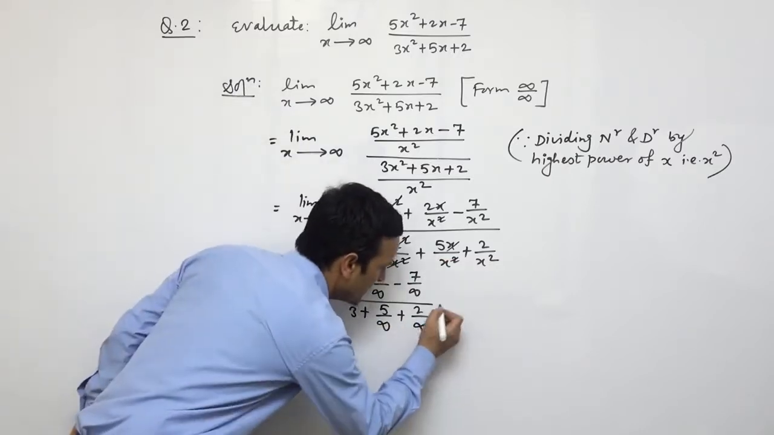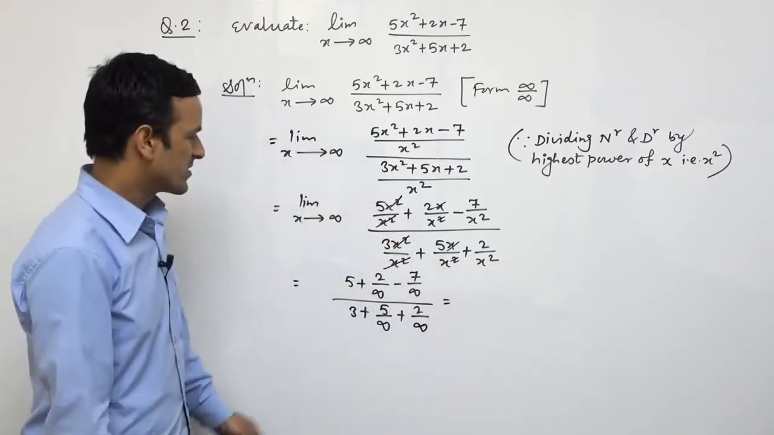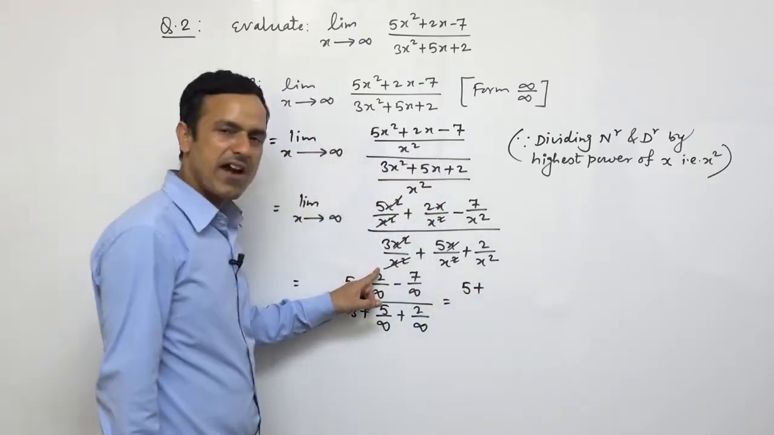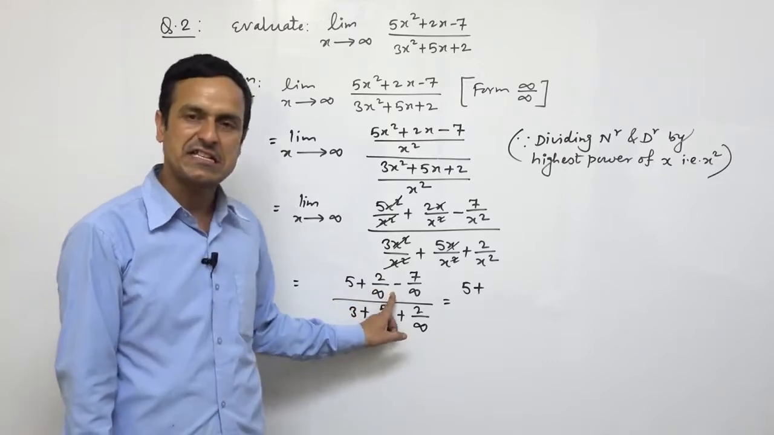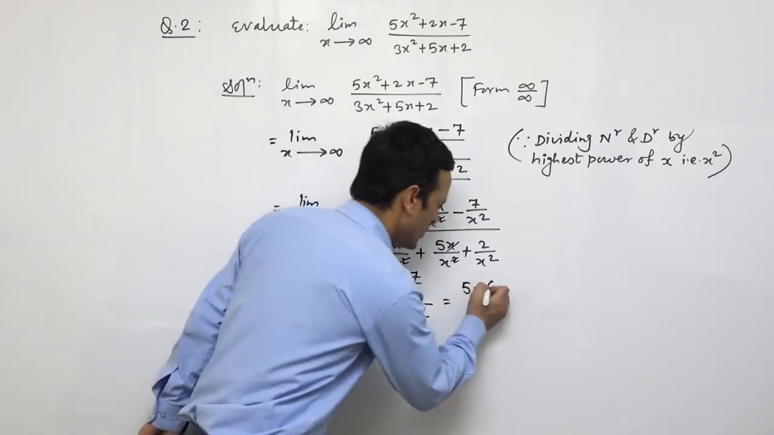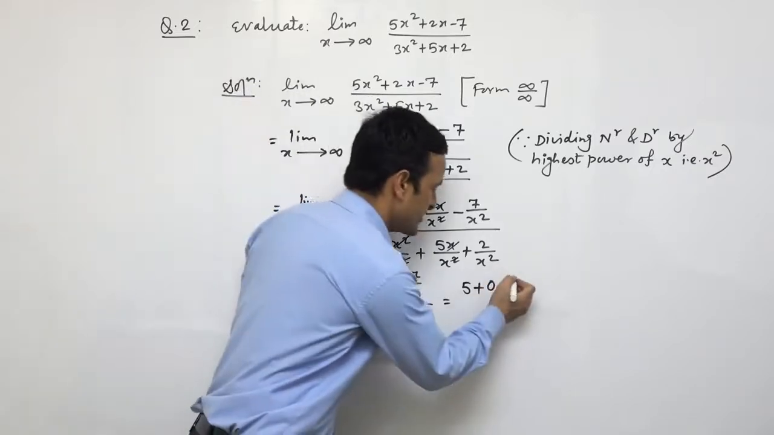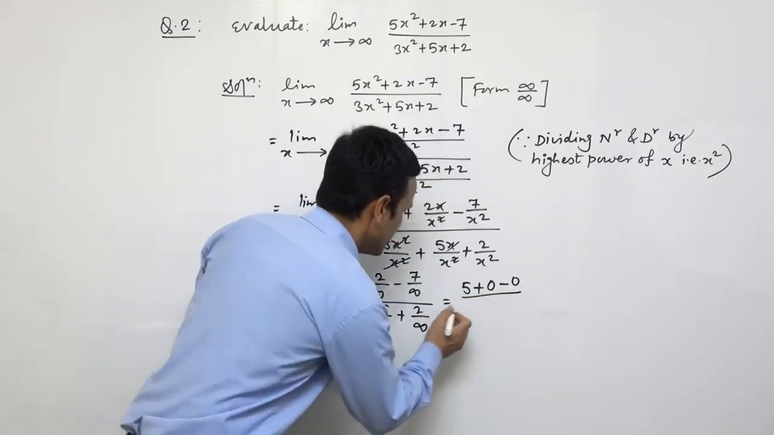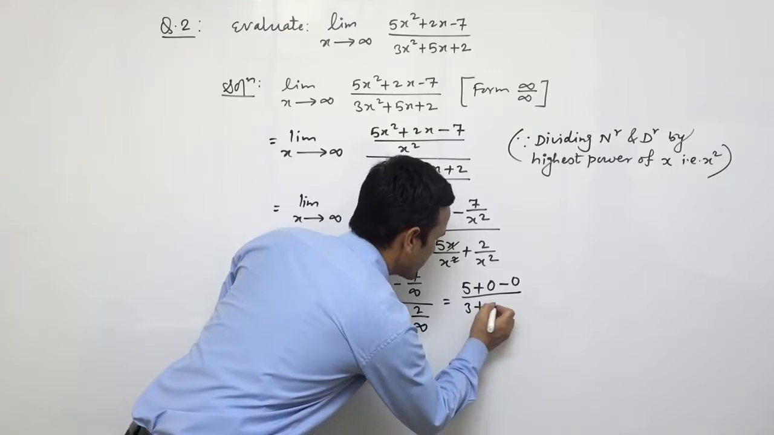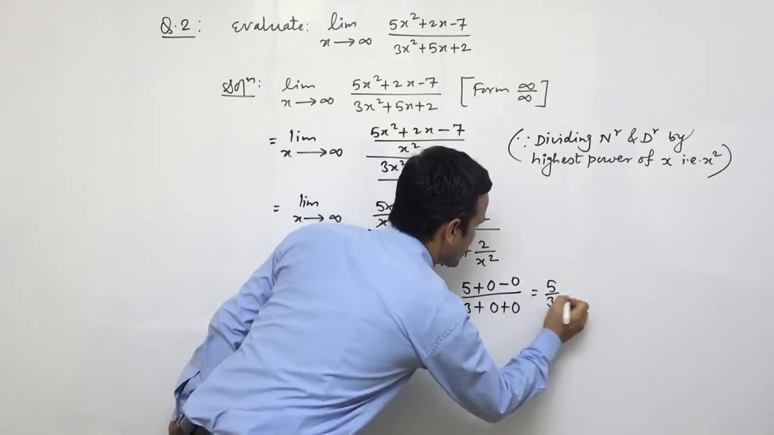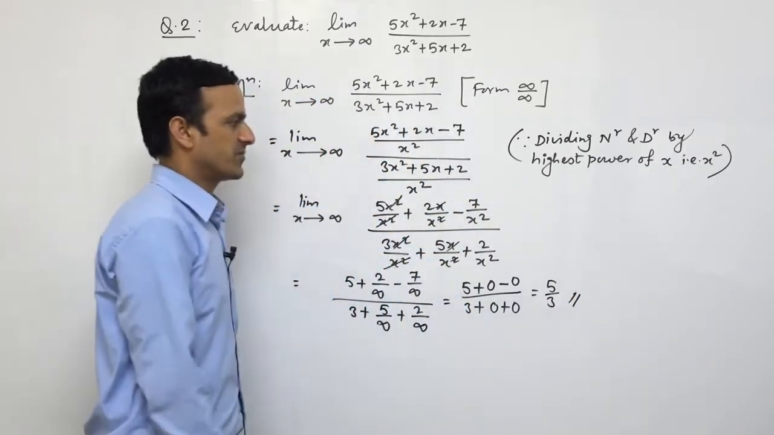So write down infinity. So now calculate this one. So we'll get some finite number upon infinity is always 0, and some finite number upon infinity again 0, and here is 3 and similar process 0, and here is also 0. So the answer is 5 upon 3.